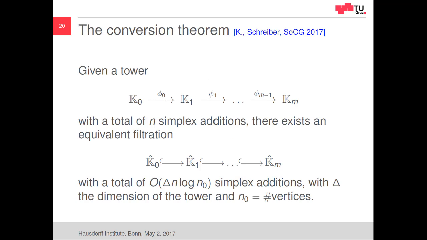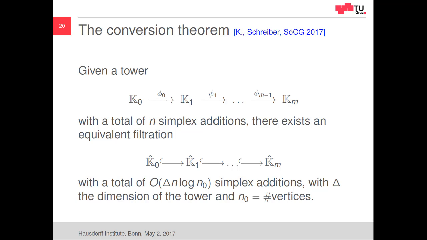And the theorem, and this is joint work with my student Hannah Schreiber, the theorem is that given any tower, and this tower has in total n inclusions, so the size is n, you can always find an equivalent filtration, and the size of this filtration is only delta times n times log n0, where delta is the dimension of the tower, so the highest dimension of a simplex, and n0 is the number of vertices.